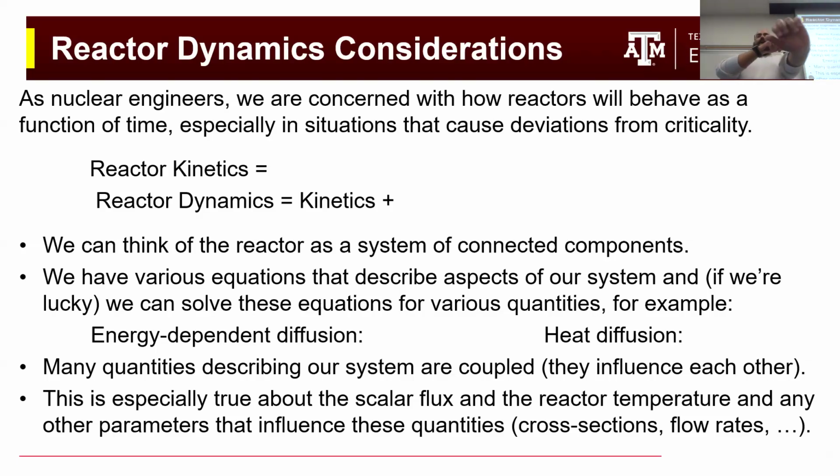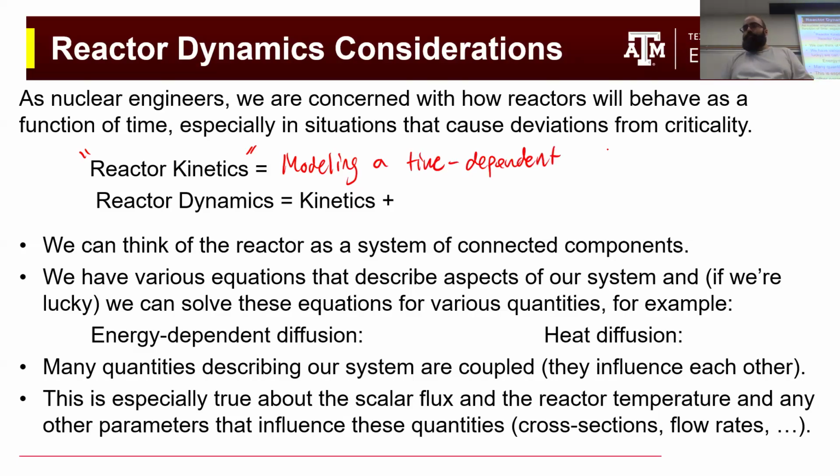So in general, as nuclear engineers, we want to look at a reactor and be able to predict how that reactor is going to respond as a function of time in a variety of different situations that could make my reactor go from critical to some deviation from critical. So when we talk about reactor kinetics, what that means is that we're modeling the time dependence of the neutron population. So kinetics in general is talking about modeling a time dependent neutron population, which is what we're doing right now.